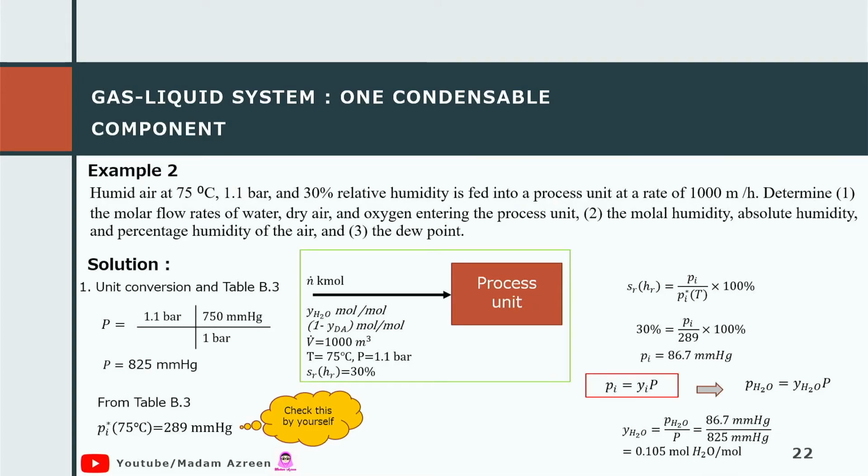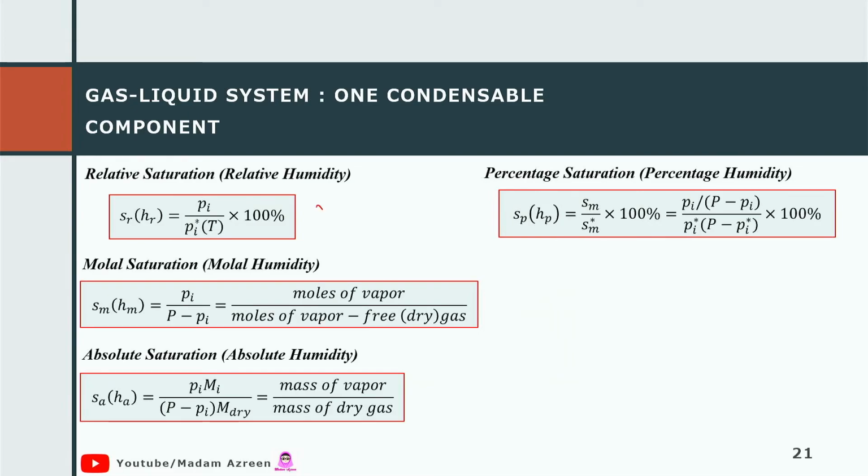Okay, in this example, you have humid air, meaning to say a mixture of air and water, at temperature 75 degrees C and 1.1 bar with relative humidity 30%. Apakah relative humidity? Tengok balik formula sebelum ni, which is this one. Nilai HR ataupun SR 30 dia bagi.